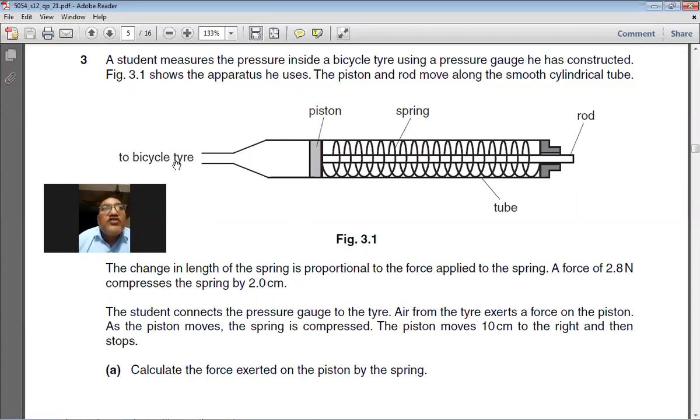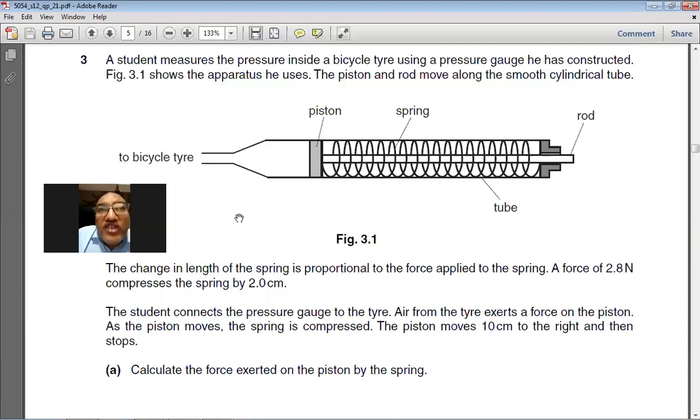So when you connect it with the bicycle tire, air will enter here and air will push this piston, and here we have a spring. That spring will be compressed and this rod will come out. You must have seen this gauge. It is used in the tire shops to measure the air pressure in the tires of cars and motorcycles.